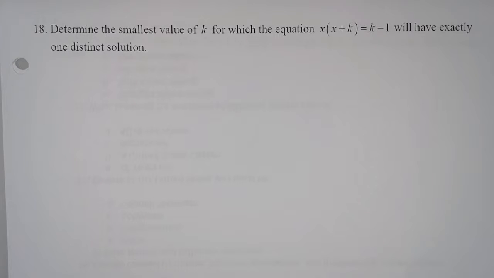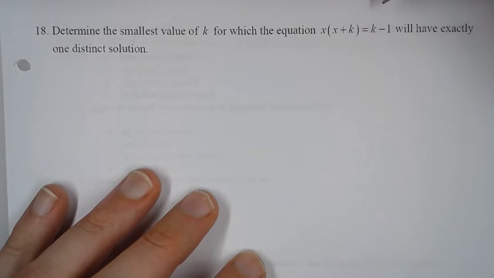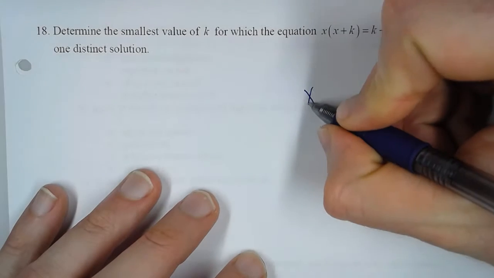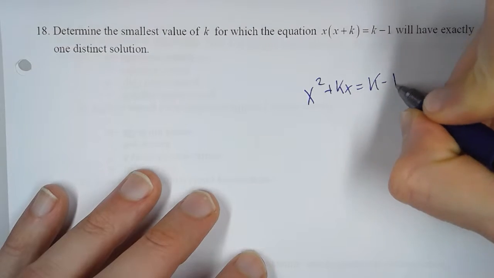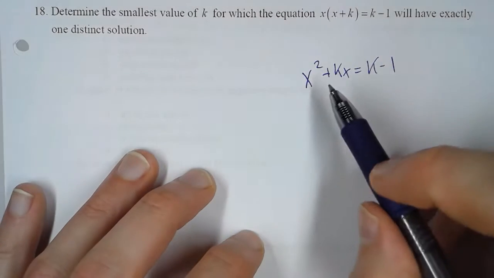In this problem, it says to determine the smallest value of k for which the equation x times (x plus k) equals k minus 1 will have one distinct solution. Now, if I multiply x out here, I get x squared plus kx equals k minus 1. So we have a quadratic.